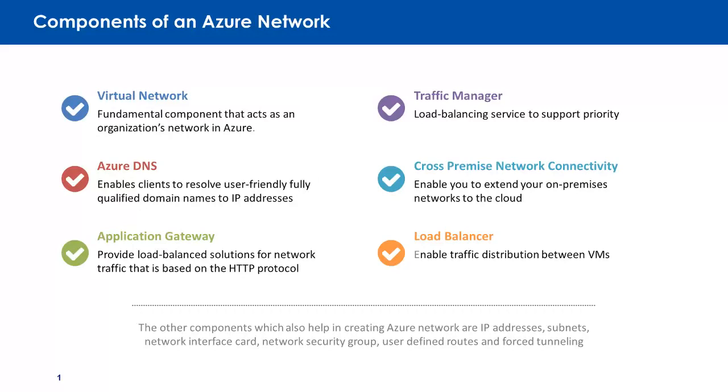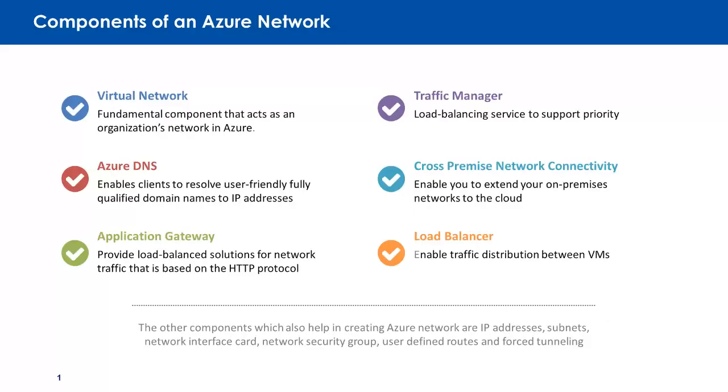Just like network security groups and UDR, another way to manage load balancing is through the Traffic Manager. You can configure this load balancing service to support priority or to ensure that users connect to an endpoint that is close to their physical location for faster response.